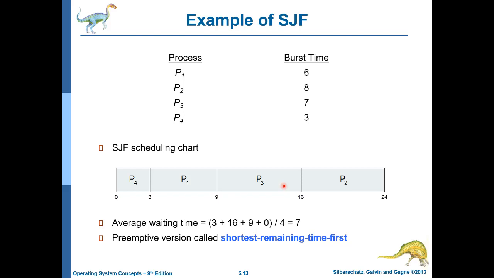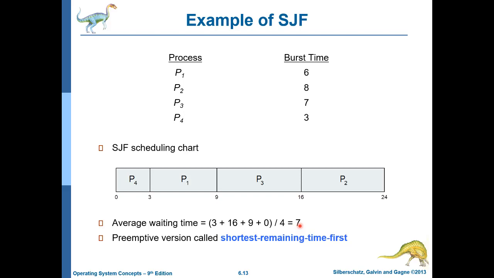So if you execute the processes according to this condition, then you have these waiting times: for P1 the waiting time is 3, only P4 executed before P1, and the total time it waited was 3 time units. For P2 it executed after 16 time units, so its waiting time was 16. For P3 the waiting time was 9, and for P4 the waiting time was 0 because it was the first one to execute. We sum these waiting times, divide by the number of processes, which is 4, and we get 7. So here we see the waiting time is quite less.